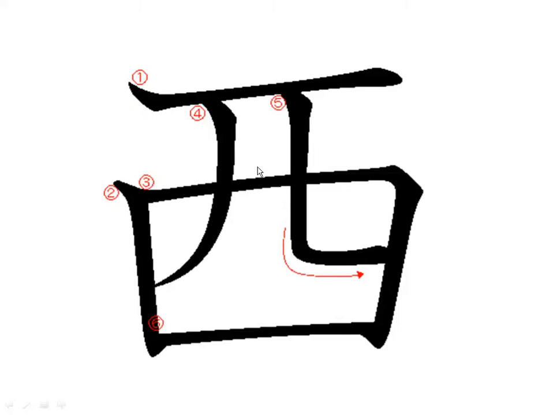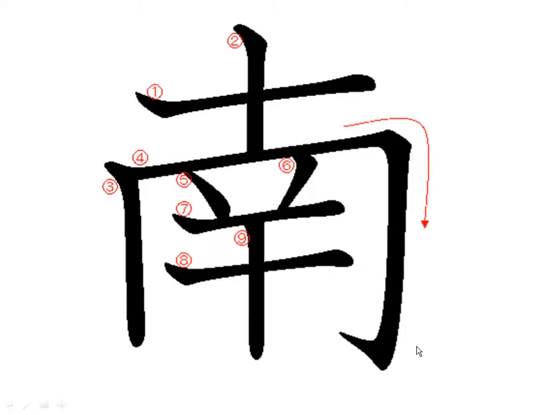1, 2, 3, 4, 5, and 6. It's relatively straightforward. You can find lots of diagrams like this.